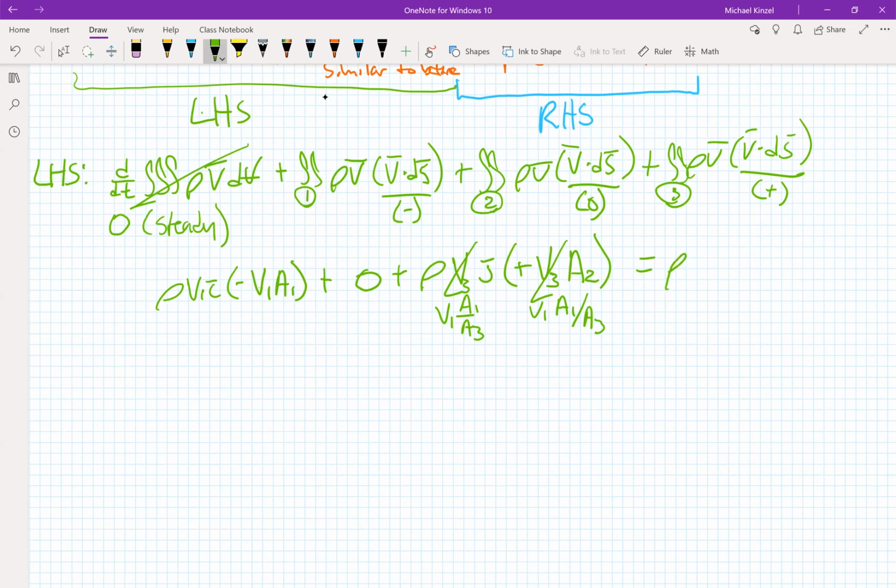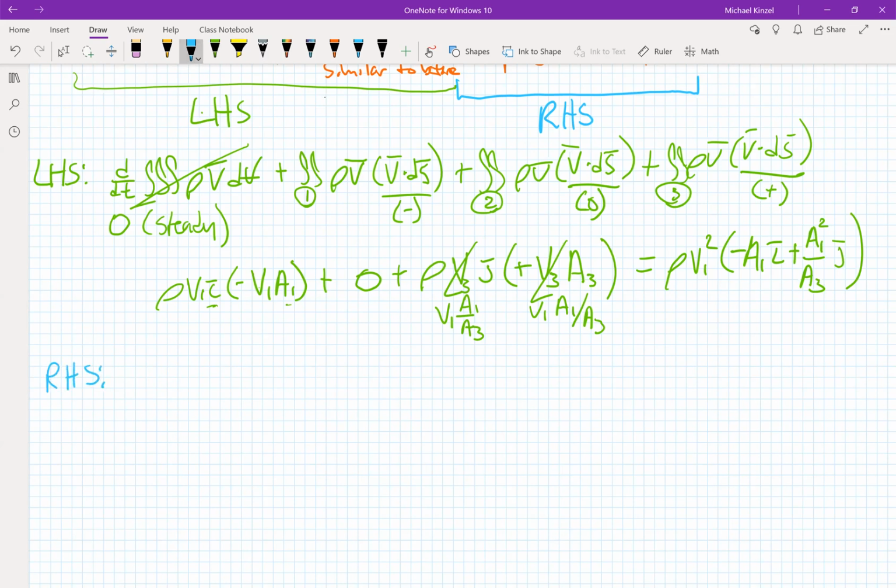Simplify this to get rho times V1 squared times negative A1 in the i direction from this and this, and then we have positive A1, sorry, this was A3, A1 squared on A3 in the j direction. So this gives us the momentum flux out of the system, which is what this left-hand side gives us. The next thing we have to deal with is this right-hand side.